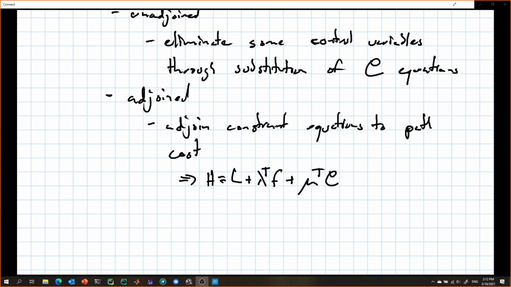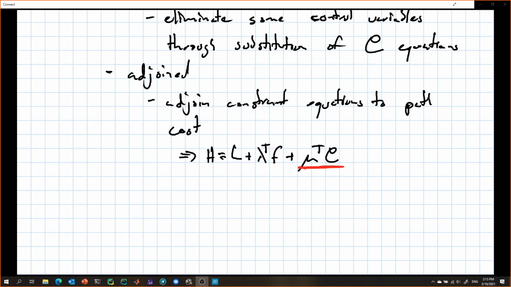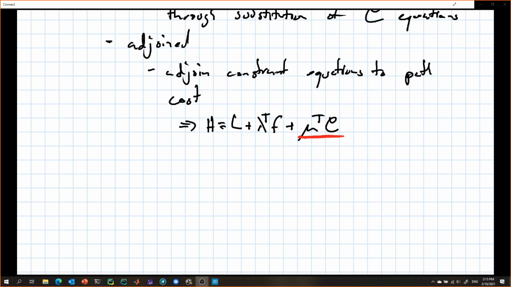So this is a function of, well, let me not use the red under there. So we have our normal Hamiltonian plus this, which is our new adjoined path constraints. And since C is only a function of time in the control, now I'm super inconsistent with the C. I should just embrace it, I guess.